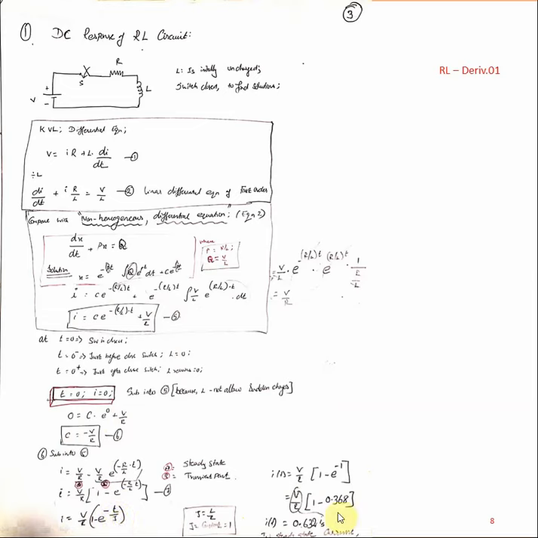I will replace it with 1. e power minus 1, what is the answer? Use your calculator: e power minus 1 means 0.368. Then 1 minus 0.368 gives 0.632. Then V by R, by Ohm's law, means I. That's all. So i of t is equal to 0.632 I of S.